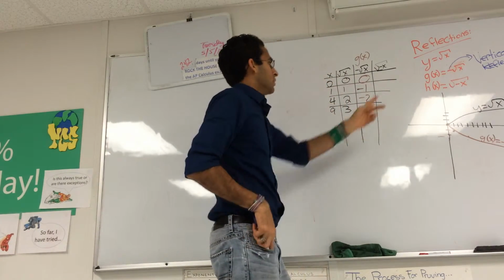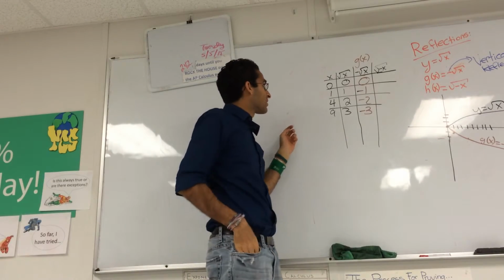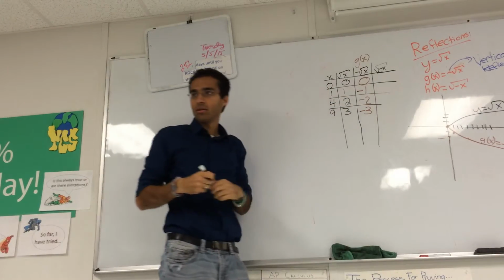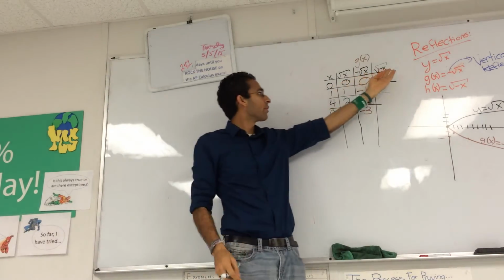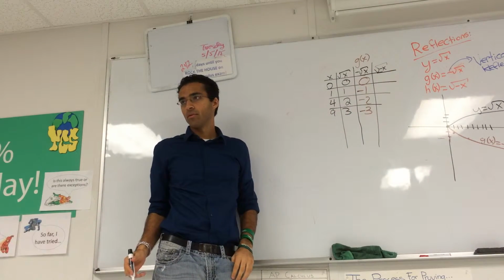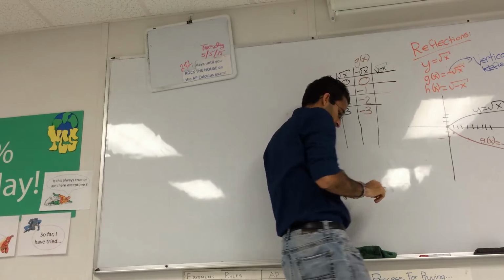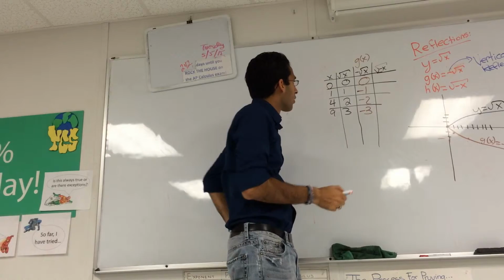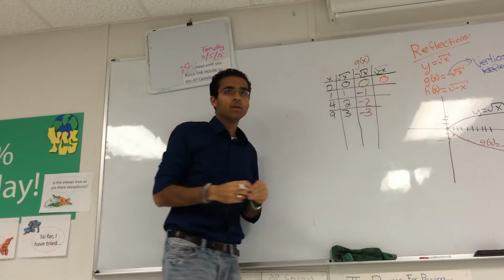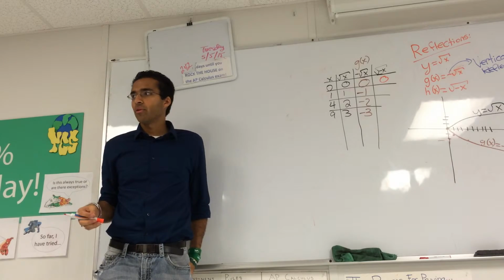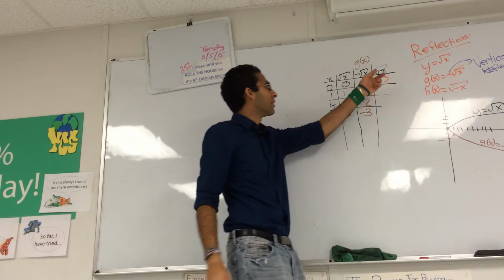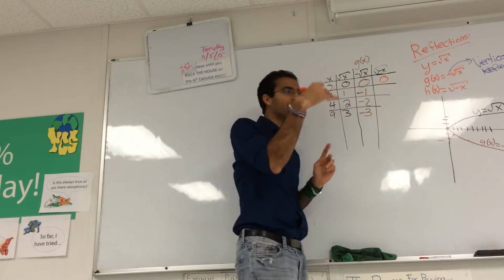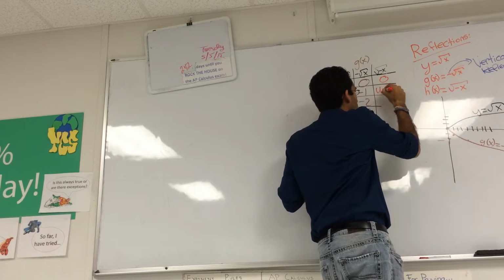Let me do h of x. So h of x, if I plug in 0 for x, what do I get out? 0. All right. If I plug in 1 here, what am I going to get out? Undefined. I cannot take the square root of -1 on the real numbers. Of course, it is imaginary, but on the real numbers, this will be undefined.